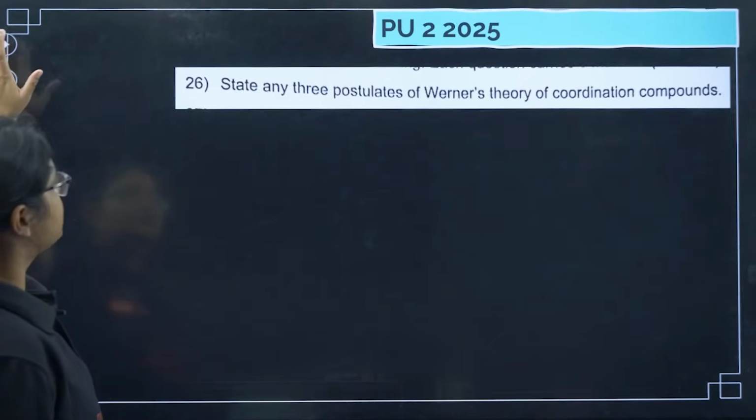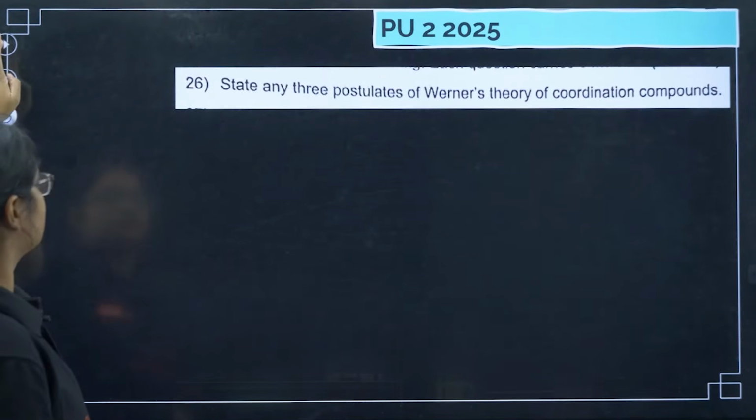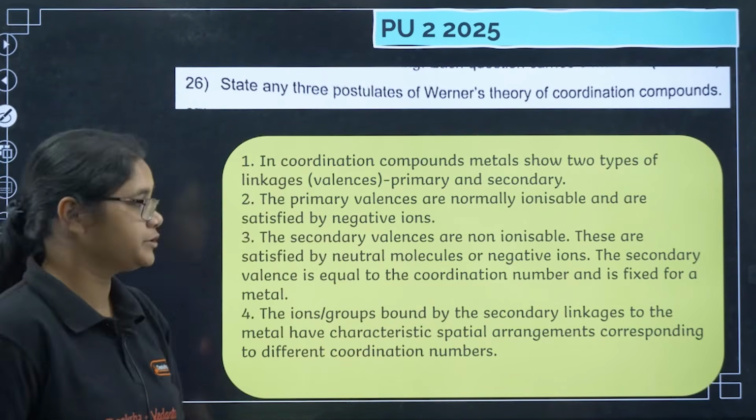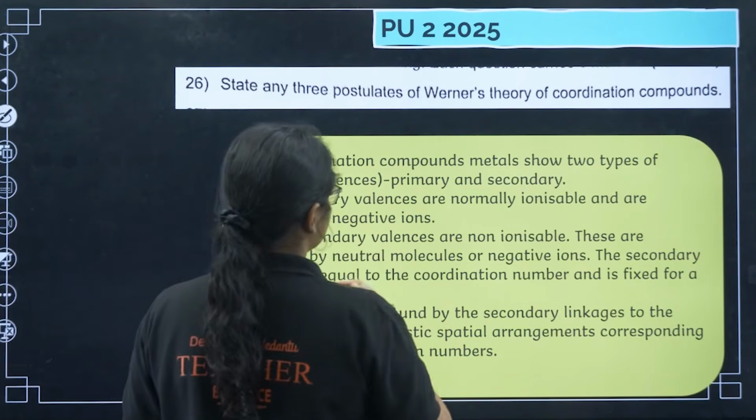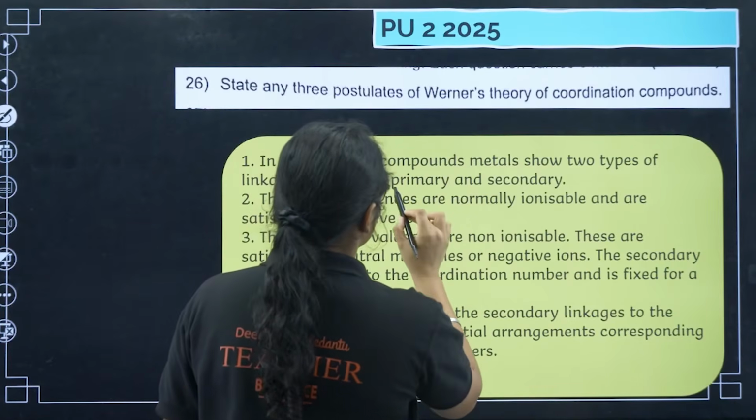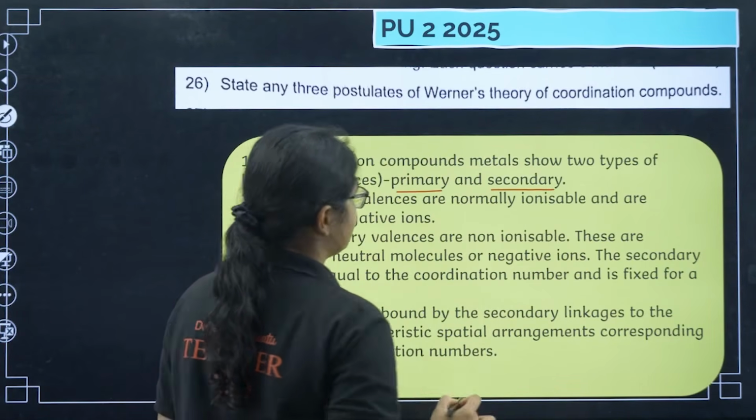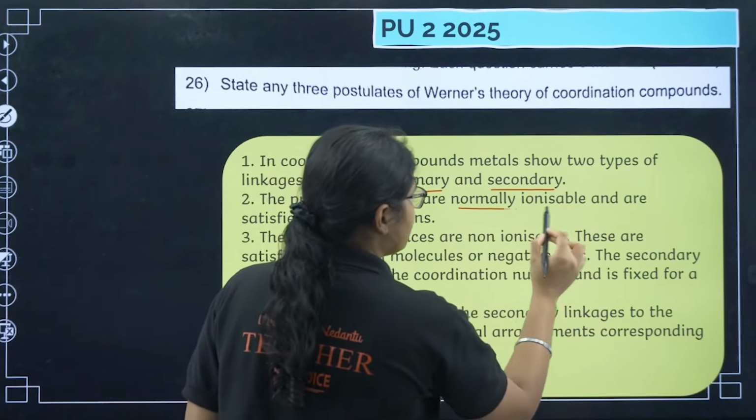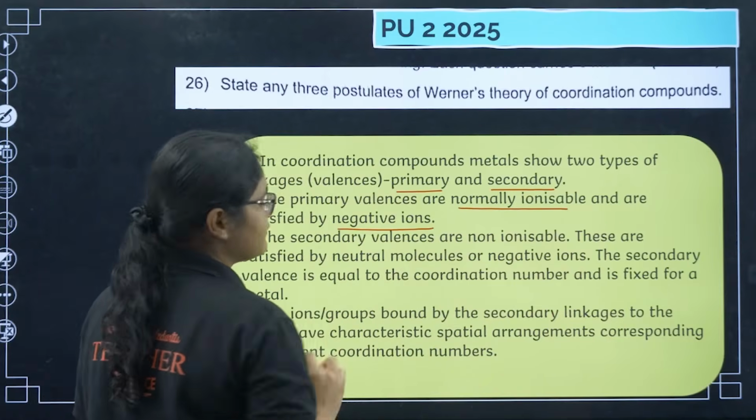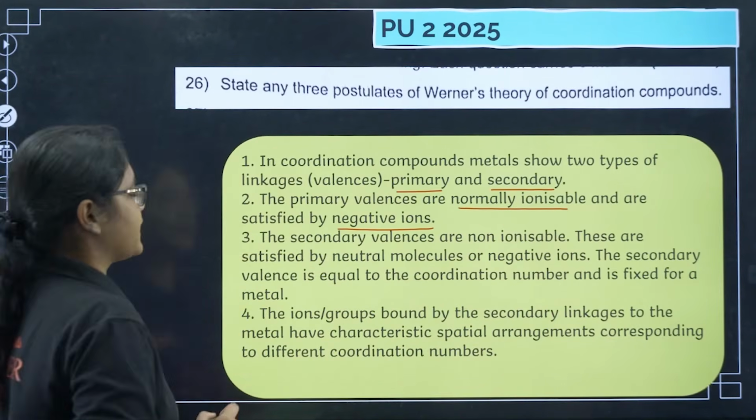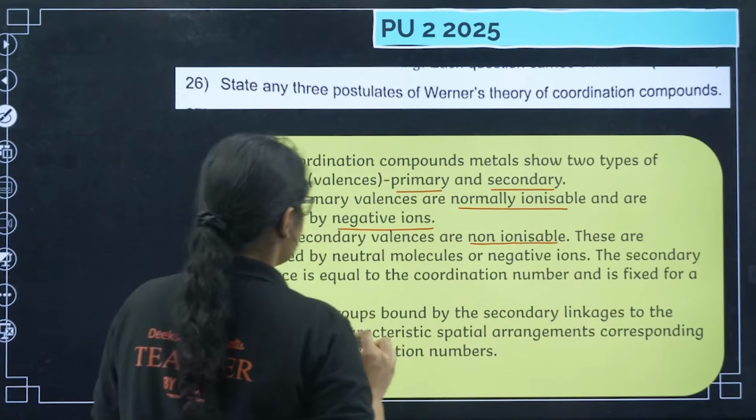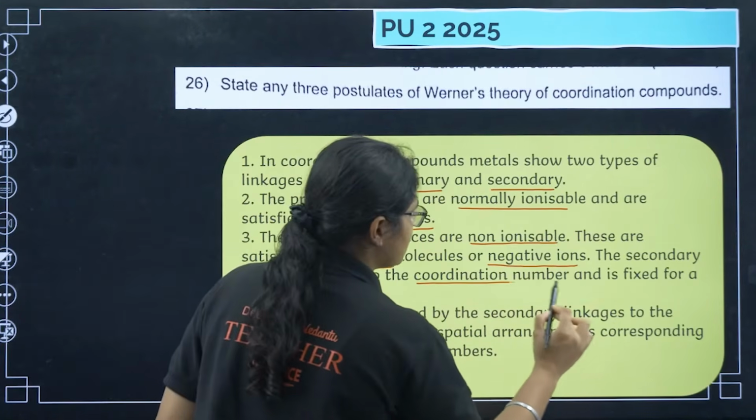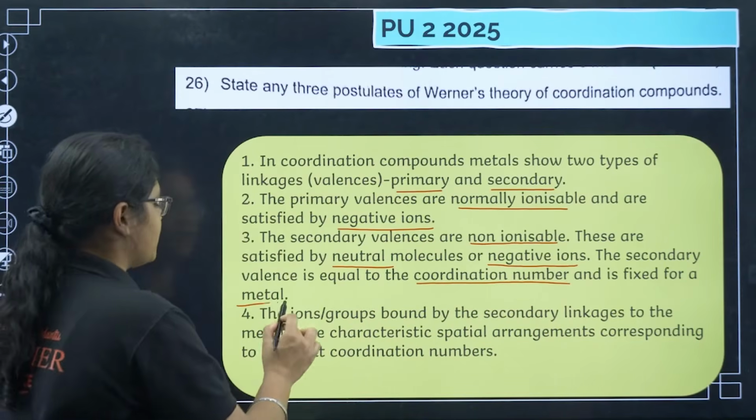Okay, next, state any 3 postulates of Werner's theory. This is very important and common question, every year you can expect this question. So the first assumption or the first postulate is, the coordination complex have 2 types of valencies, primary valency and secondary valency. Now the primary valencies are normally ionizable and are satisfied by negative ions. What are secondary valencies? Secondary valencies are non-ionizable, they are satisfied by neutral and negative ions, and the secondary valence is equal to the coordination number and is fixed for a metal.